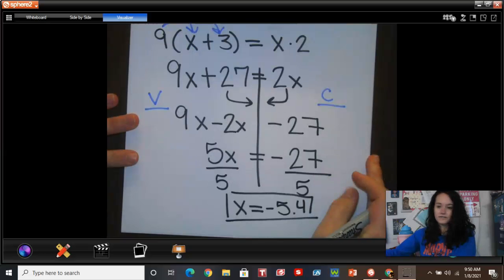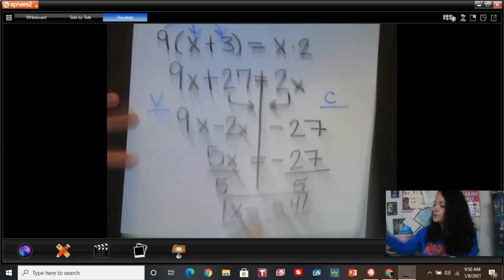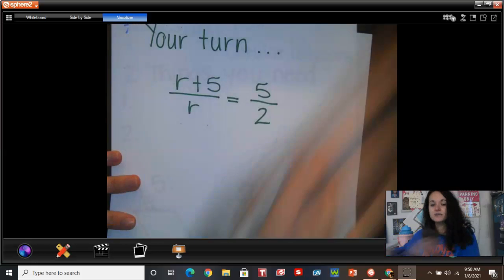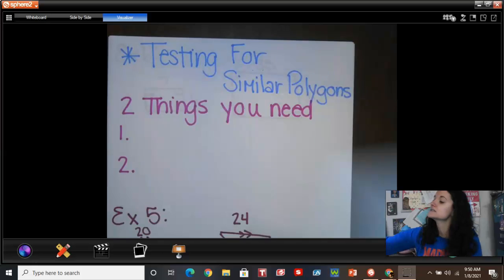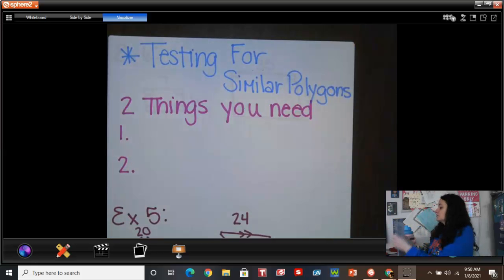All right, your turn. Now, this time we don't have a variable on both sides, but we're still dealing with two variables, so we're going to have to combine our like terms. All right, now, that's it for our proportions.